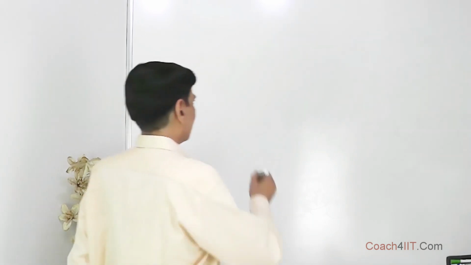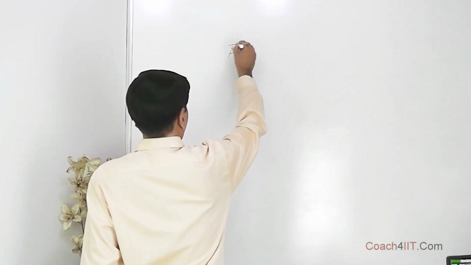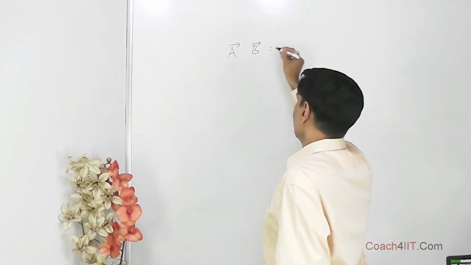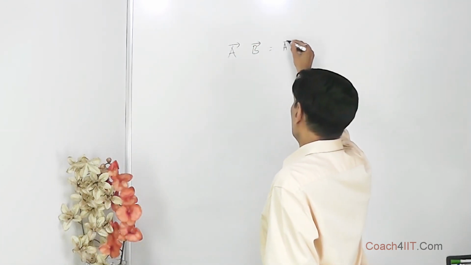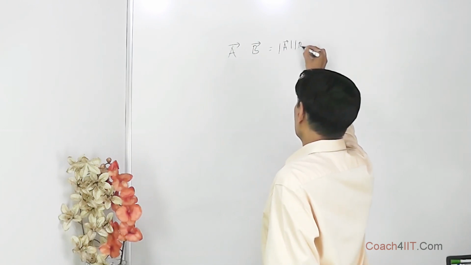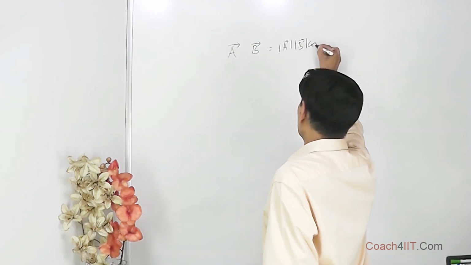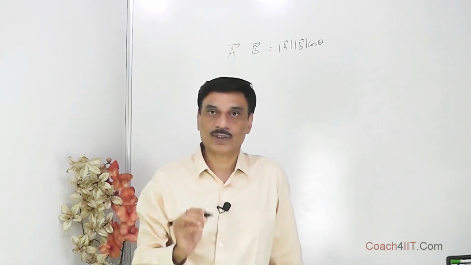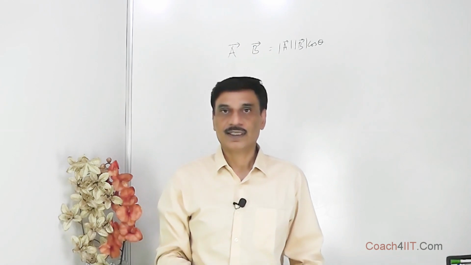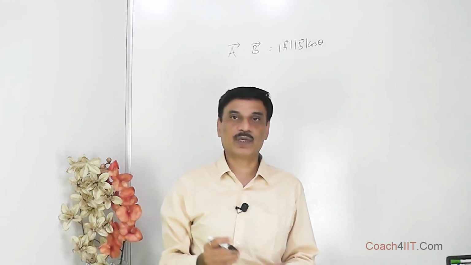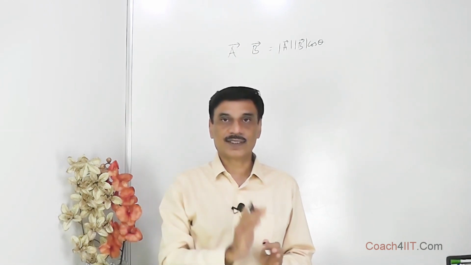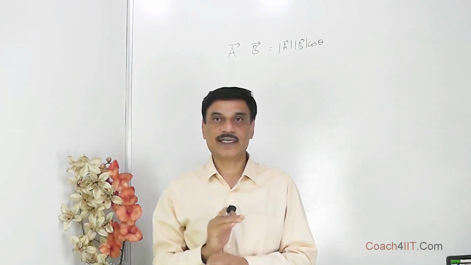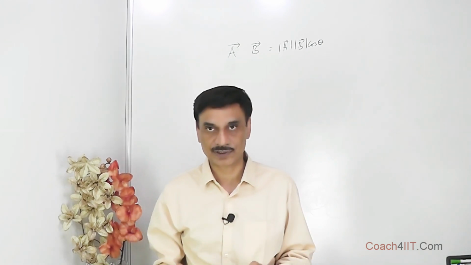The dot product of two vectors, A dot B, is the magnitude of A, times the magnitude of B, times cos of the smaller angle between the two vectors. So this is the dot product or scalar product. It is called a scalar product because we are multiplying two vectors in such a way that the resultant quantity comes out to be a scalar quantity. It has only magnitude, it doesn't have any direction.